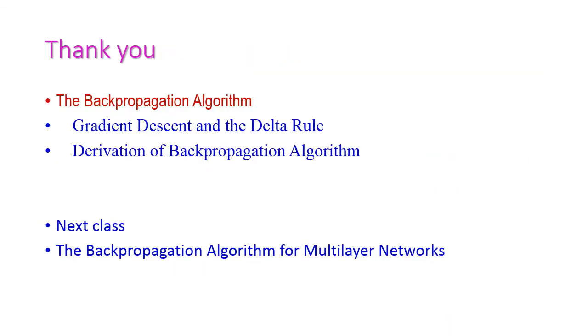So up to this we have seen the backpropagation algorithm in artificial neural networks, and also we have seen how the gradient descent algorithm and delta rule are very important for solving the backpropagation algorithm. In the next class we will see the backpropagation algorithm for multi-layered neural networks. So for more information, please go through your textbook.